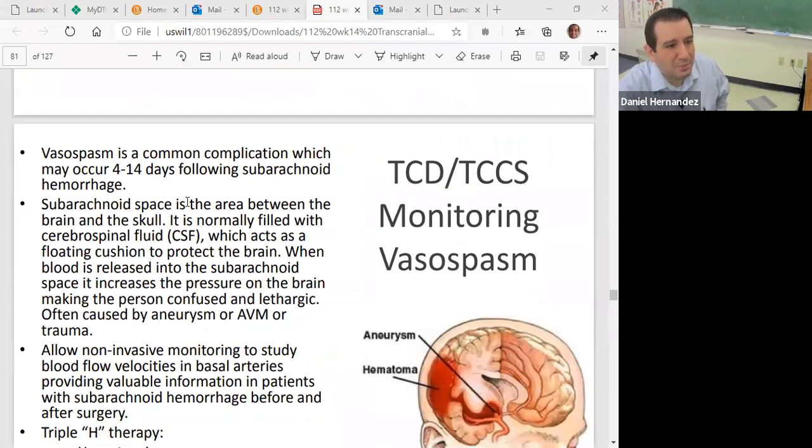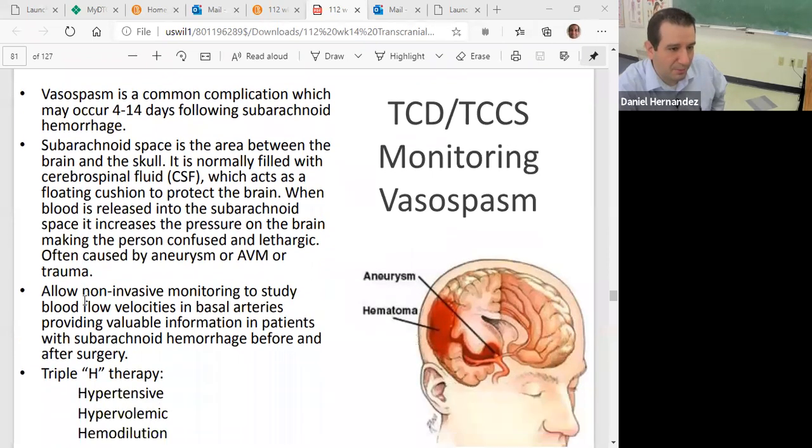So the subarachnoid space is an area between the brain and skull, which is normally filled with cerebrospinal fluid, which acts as a floating cushion to protect the brain. When blood is released into the subarachnoid space, it increases pressure on the brain, making the person confused and lethargic. And this is often caused by aneurysm or arteriovenous malformation or trauma.